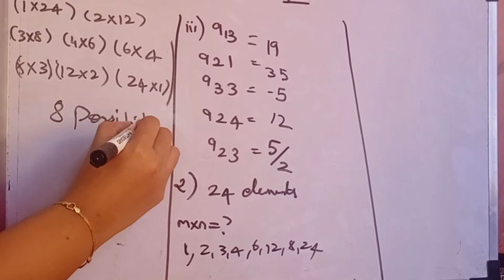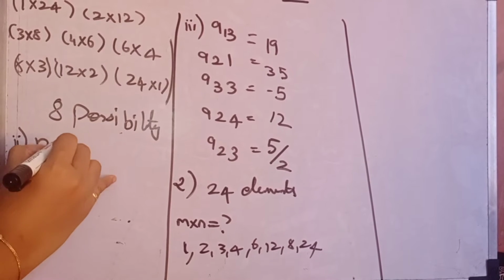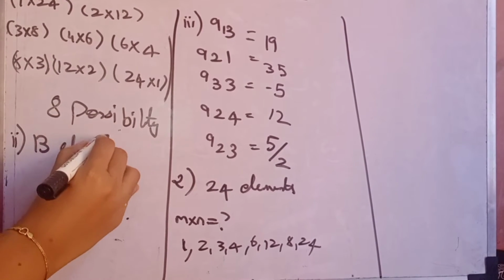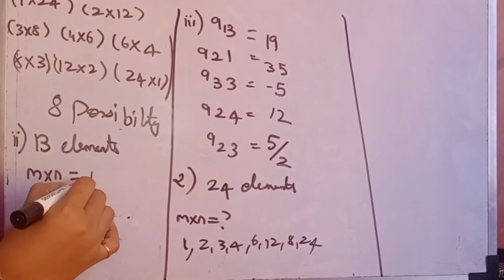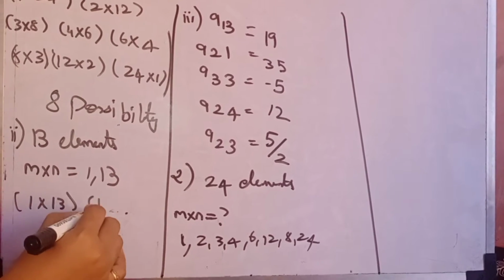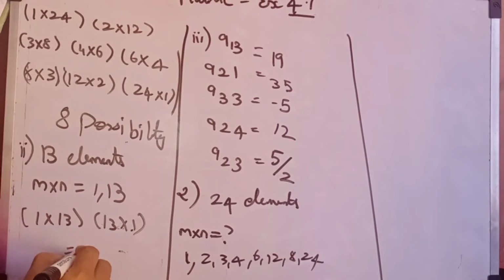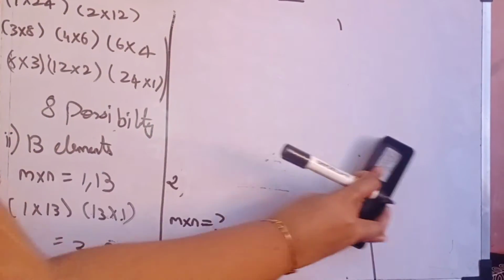8 possibilities we can make. Is it right? Okay. Next one they have given us 13 elements. As we know, 13 is a prime number, so it can be made only through 1 and itself. So the possibilities are 1 into 13 and 13 into 1. So we have 2 possibilities in this. Okay. Have I made myself clear with this?